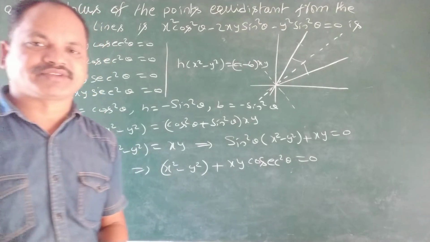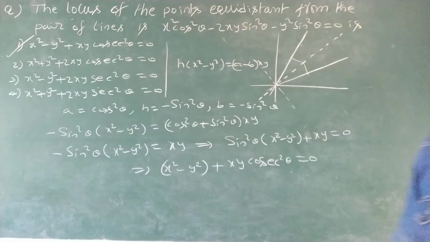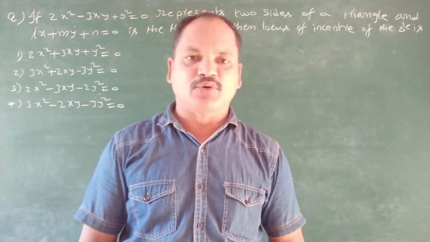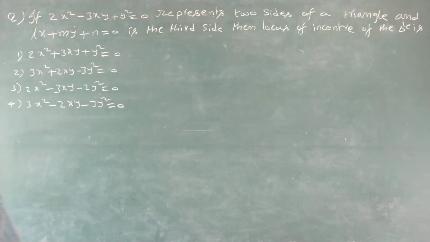Now we are going to one more question, which depends upon the pair of angular bisectors. The next question depends upon the same concept. If 2x square minus 3xy plus y square is equal to 0 represents two sides of a triangle, and lx plus my plus n is equal to 0 is the third side, then the locus of the incenter of the triangle is: first option, 2x square plus 3xy plus y square is equal to 0; second option, 3x square plus 2xy minus 3y square is equal to 0; third option, 2x square minus 3xy minus 2y square is equal to 0; and fourth option, 3x square minus 2xy minus 3y square is equal to 0.